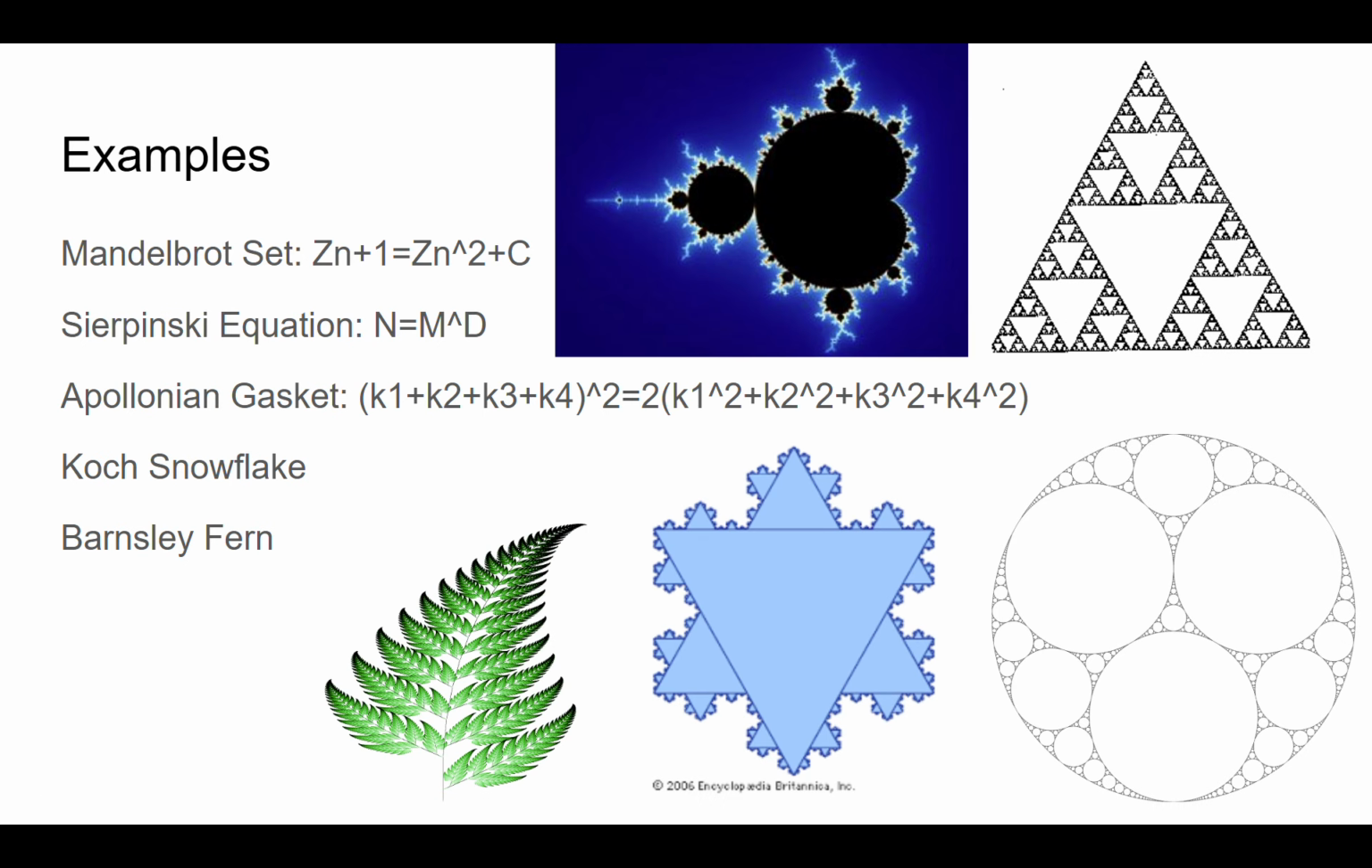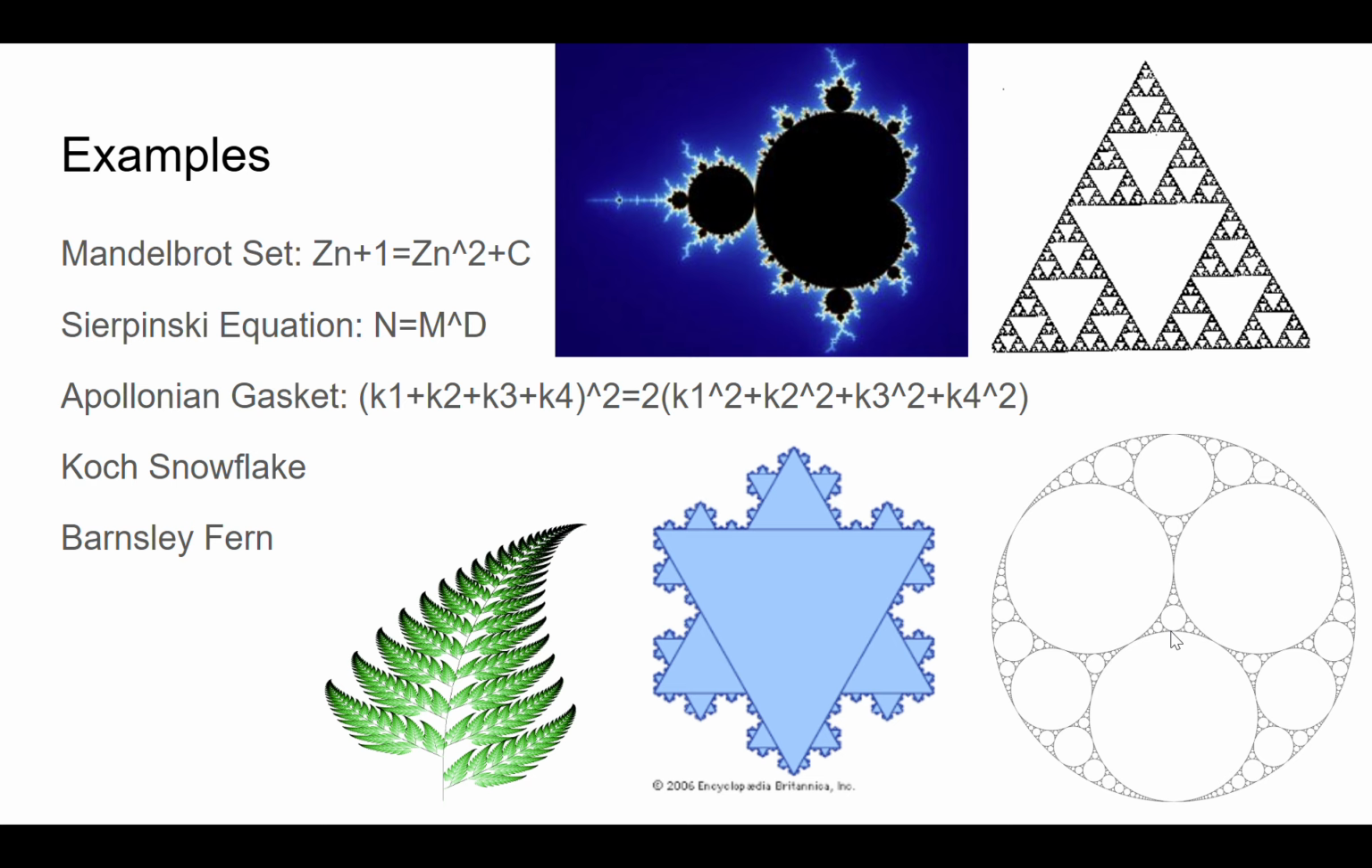Famous examples of fractals include the Mandelbrot set, defined by the equation Z_(n+1) = Z_n squared plus c. This infinitely complex shape emerges from simple iterative calculations and has intricate, self-similar patterns at every level of magnification. There's also the Sierpinski triangle, which follows the formula N is equal to m to the power of d, where N is the number of pieces, m is the magnification level, and d is the fractal dimension. This triangle can, in theory, be divided infinitely while maintaining its self-similar pattern.